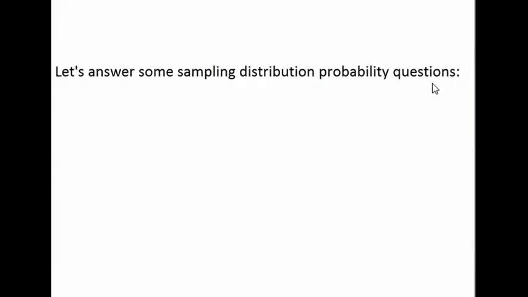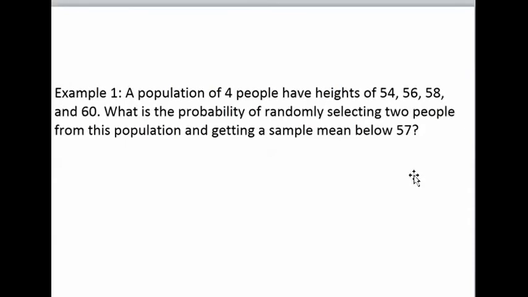Now we'll move on to doing some other types of problems. We'll go through some problems in which we calculate the probability of the sample mean coming out to a certain number. This is our first example. In this example, we have a population of 4 people, such as a family of 4 people, and these are the heights of the 4 people in the population. What we want to know is the probability of randomly selecting 2 people from this population and getting a sample with a sample mean below 57.